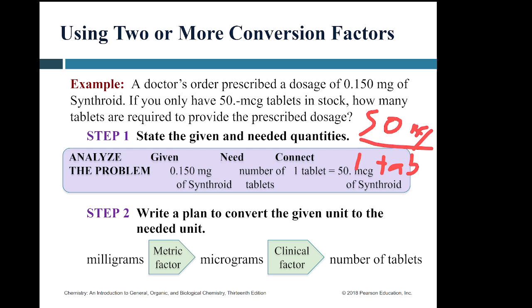Okay. Does that make sense? So you can represent that as an equality: 50 micrograms equals 1 tablet. You can represent that as a conversion factor as well. Okay? And if this is true, then flipping them upside down is also true, isn't it? 1 tablet is 50 micrograms.